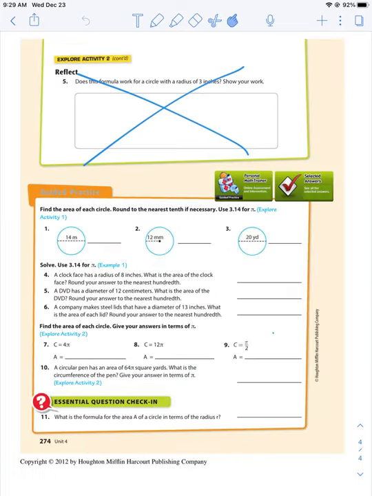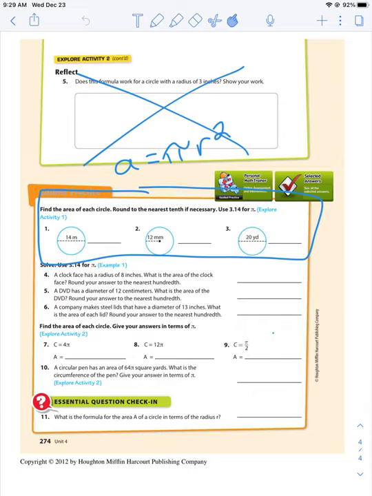All right, so knowing that area equals pi r squared, I want you to complete numbers 1 through 3 on page 274 for the homework today. All you're doing is plugging in that number.